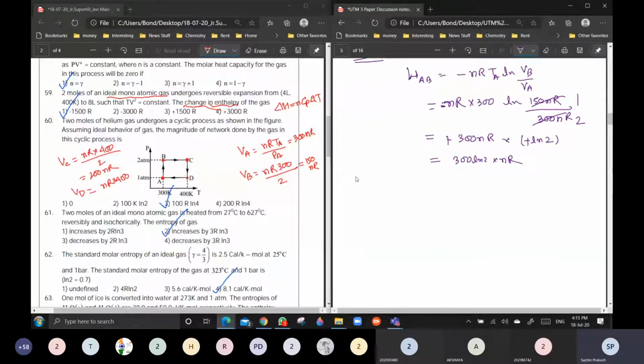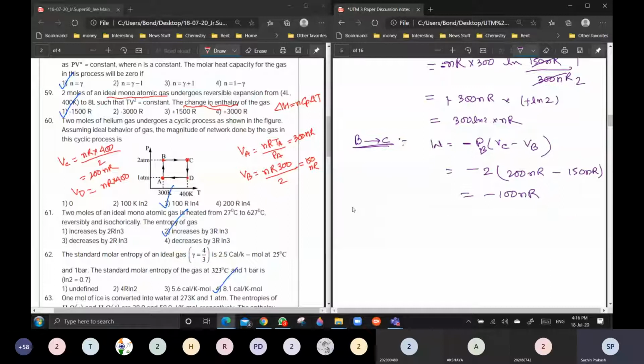Second, B to C. You see B to C is a constant pressure process because P is constant. So I can write work done is equal to minus P into V2 minus V1, that's VC minus VB. So minus P, which is 2 here, into VC, which is 200 nR, minus VB, which is 150 nR. It's an expansion. It is minus 100 nR.